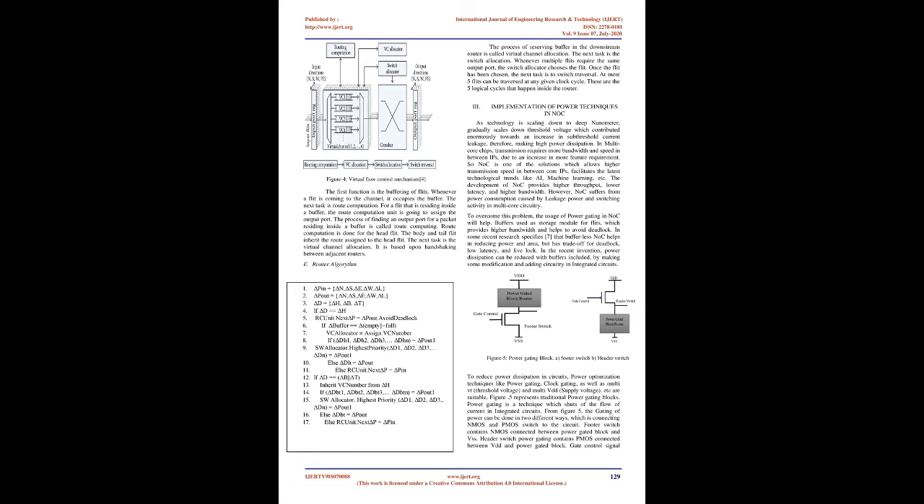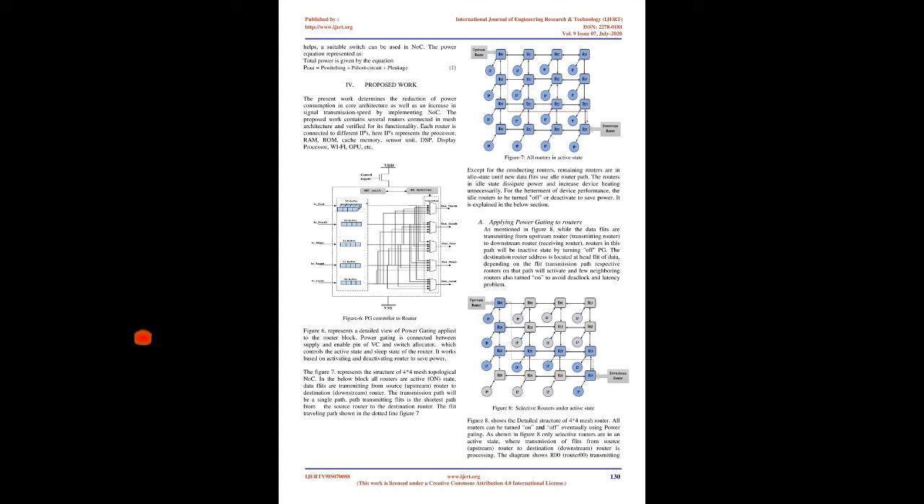However, NoC suffers from power consumption caused by leakage power and switching activity in multi-core circuitry. To overcome this problem, the usage of power gating in NoC will help. Buffers are used as a storage module for flits, which provides higher bandwidth and helps to avoid deadlock. Some recent research specifies that bufferless NoC helps in reducing power and area, but has a trade-off in deadlock, low latency, and livelock. In a recent invention, power dissipation can be reduced with buffers included, by making some modifications and adding circuitry in integrated circuits. To reduce power dissipation in circuits, power optimization techniques like power gating, clock gating, as well as multi-VT (threshold voltage) and multi-VDD (supply voltage), etc. are suitable.